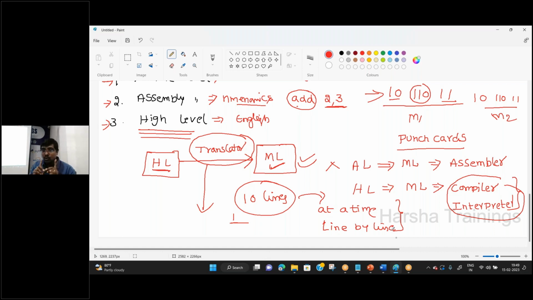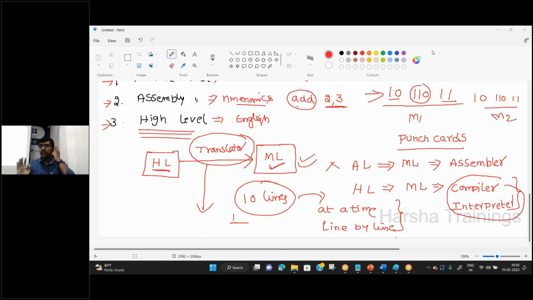Now, my final question related to compiler and interpreter is, which one is fast? Compiler or interpreter? I got some answers. Anyone from online? Interpreter, yes. Compiler. Okay. Here I am getting different answers. Very simple. The compiler is fast compared to the interpreter.